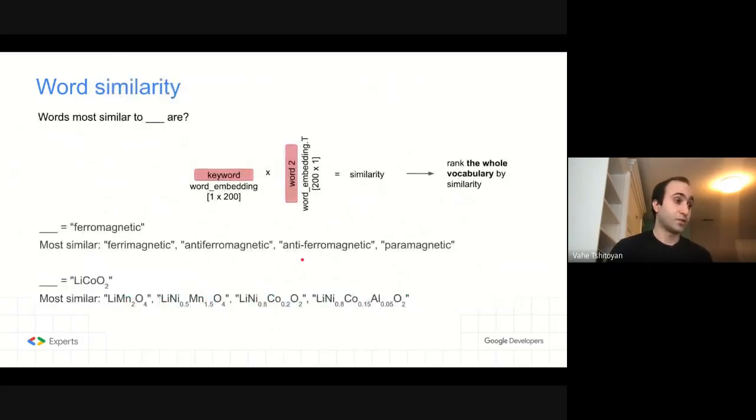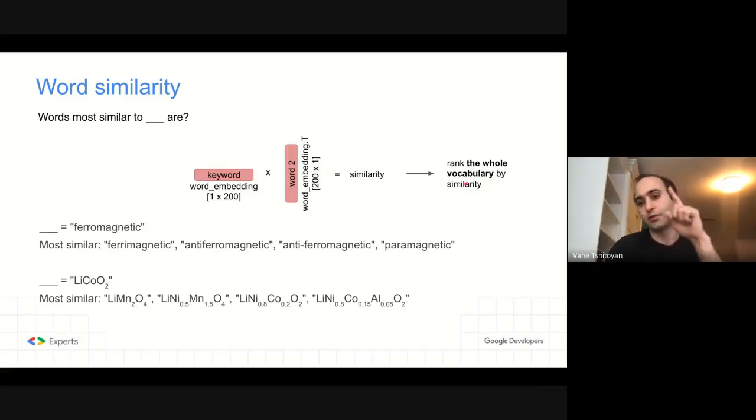So when you have such a specialized corpus, the similarities are also going to be very specialized. Keeping in mind the idea that similar words should have similar embeddings, you can do a ranking based on similarity. You could take a keyword and find the words that are most similar to this keyword by doing a dot product between word embeddings of the whole vocabulary, getting a similarity score and ranking by the similarity.